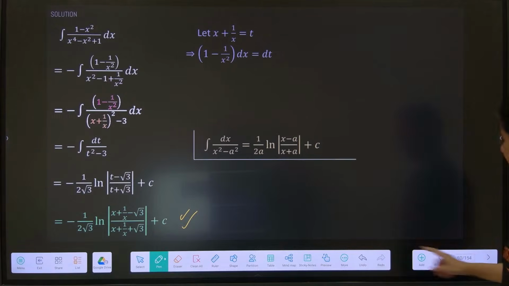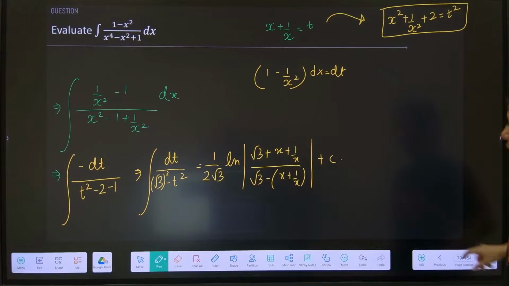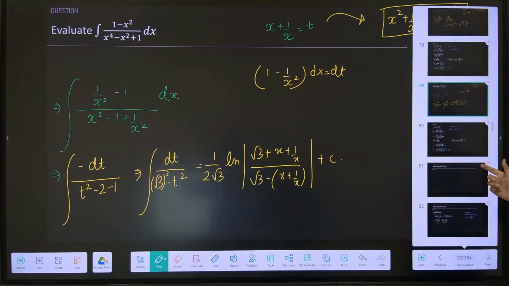But it had a negative sign. We don't have a negative sign. That's why answer will be slightly different. Okay. Eventually, we need to anyway absorb the negative sign.